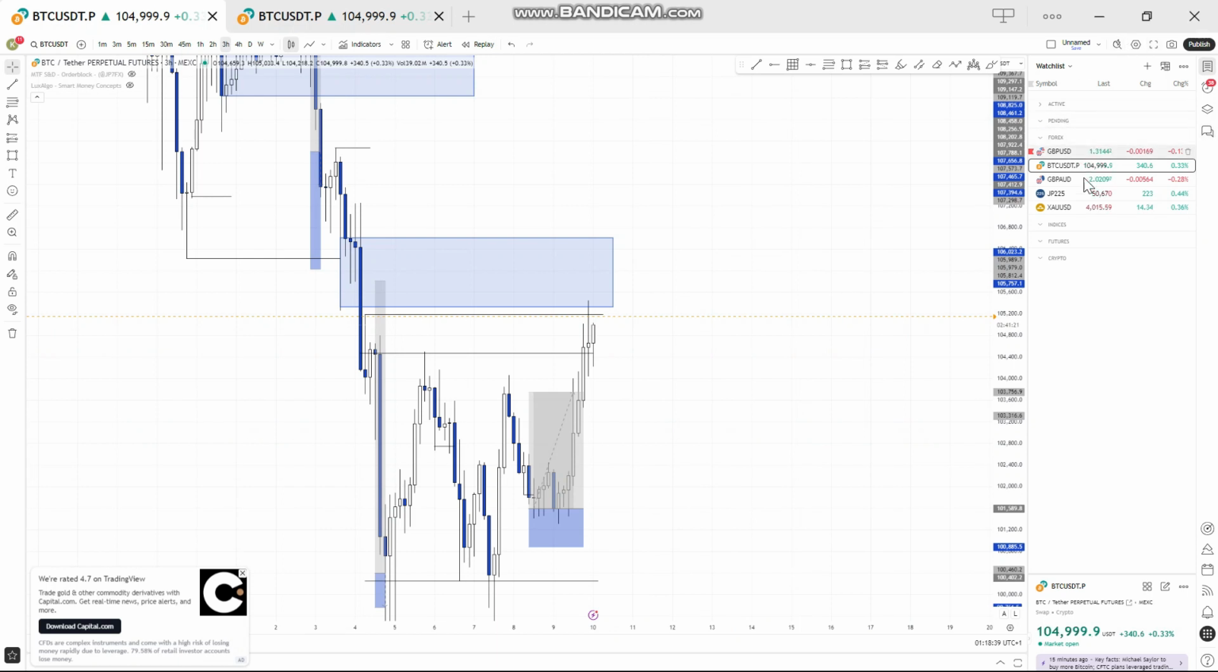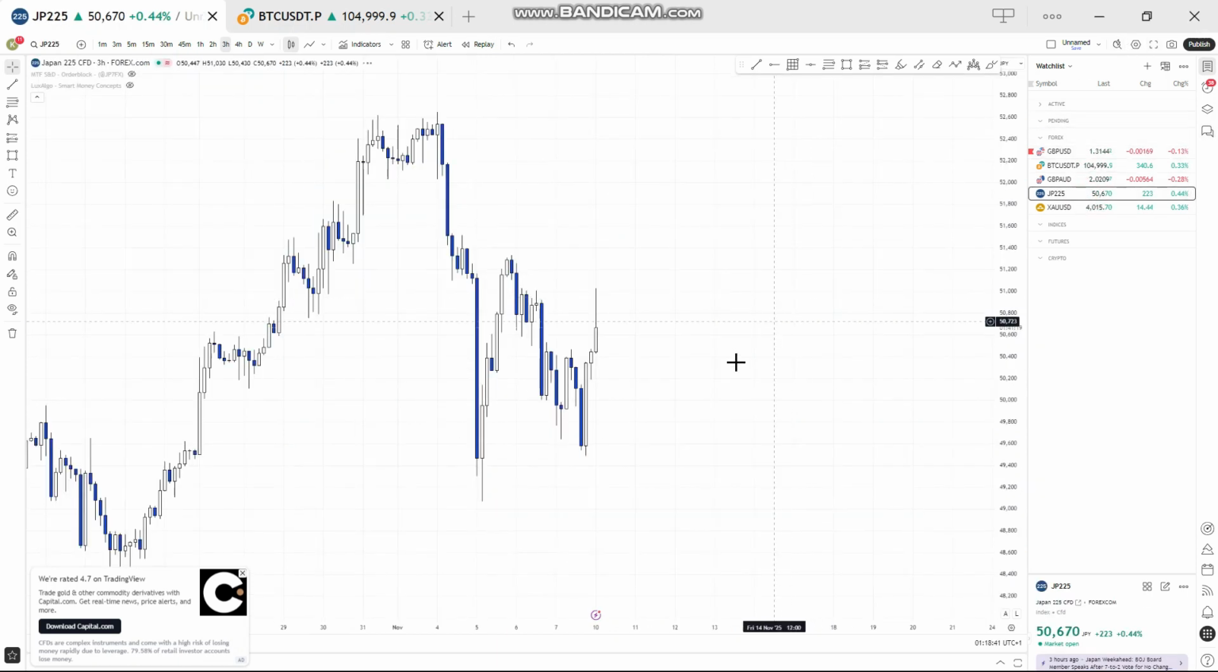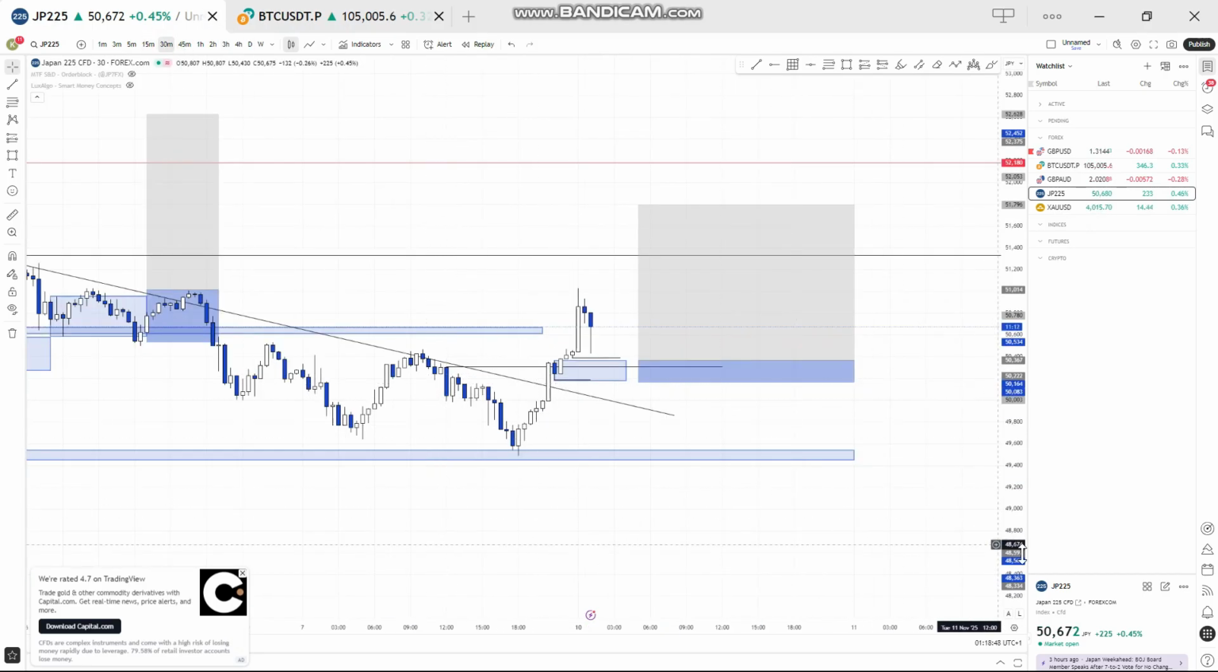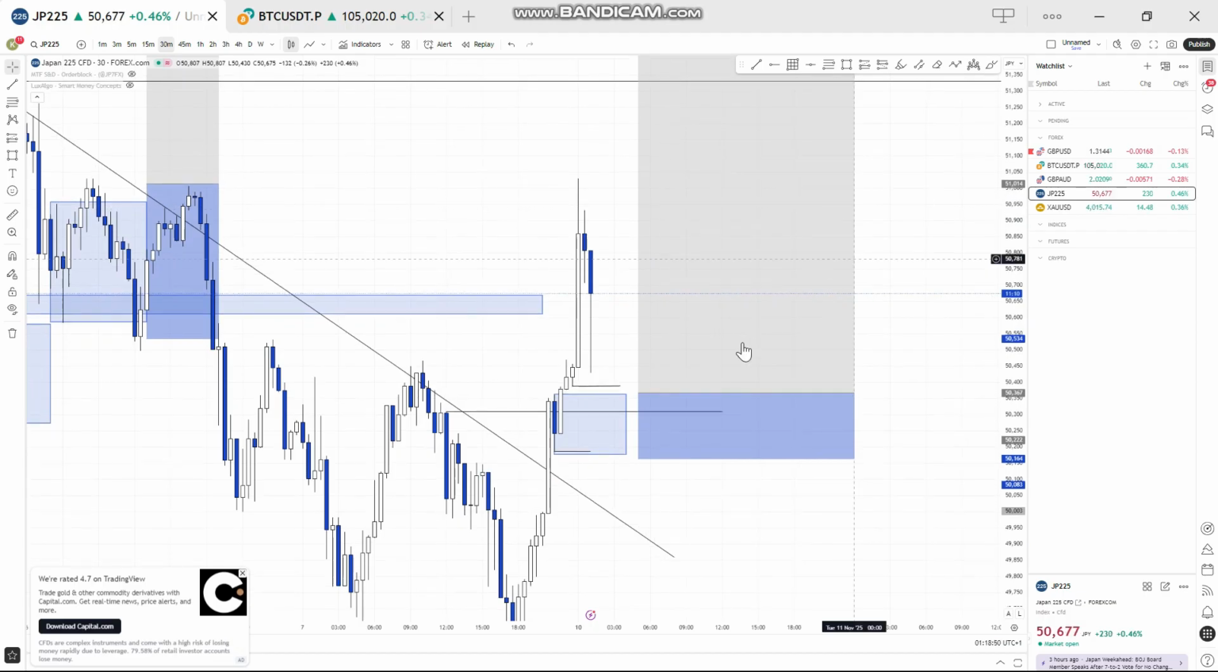So the second trade is Japanese index, also a breaker block type entry, but I needed a zone that had inducement, so I used this 30 minutes order block. But this was the zone I was looking out for, so I'm using it here.